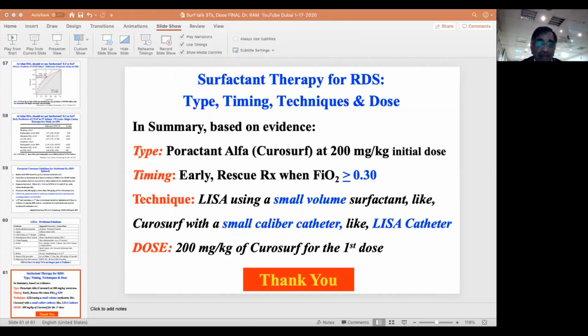One more question: if a baby is intubated, and if I have the option of using a double lumen endotracheal tube, is it preferred over the standard endotracheal tube to administer surfactant? I'm talking of a general question. So which ET tube is preferred, double lumen or the standard ET tube?